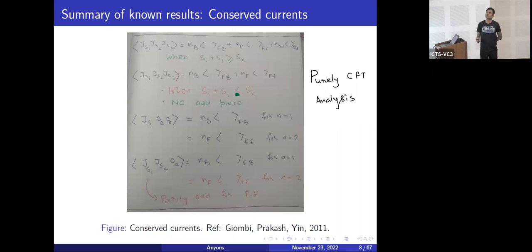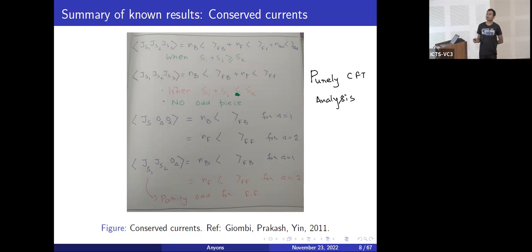This is a summary of the known result. This was done by Giombi, Prakash, and Yin. This is a purely conformal field theory analysis. I'll just focus on all the non-zero spins. The claim was that for any CFT, just using conformal invariance, it was shown that the 3-point function of conserved currents contains 3 structures.